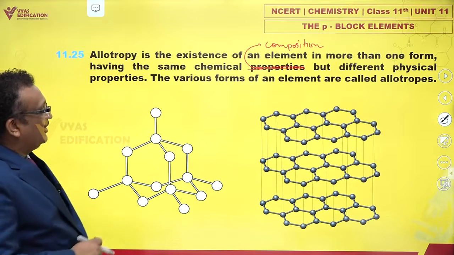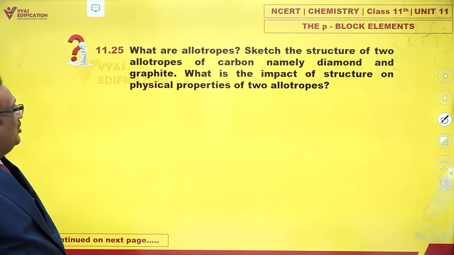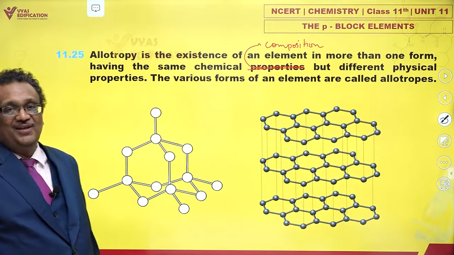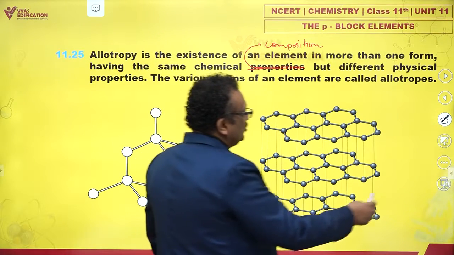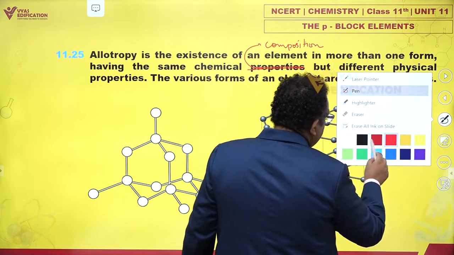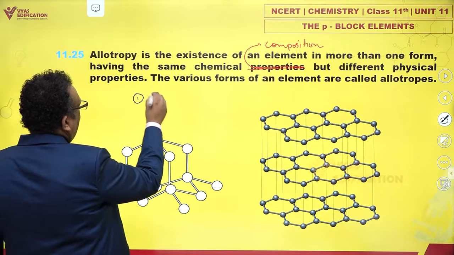So, can we compare their properties? Yes. What is the impact of structure on physical properties of two allotropes? That's very easy. I'll just write down a few physical properties which you can compare with great ease. First of all, density.